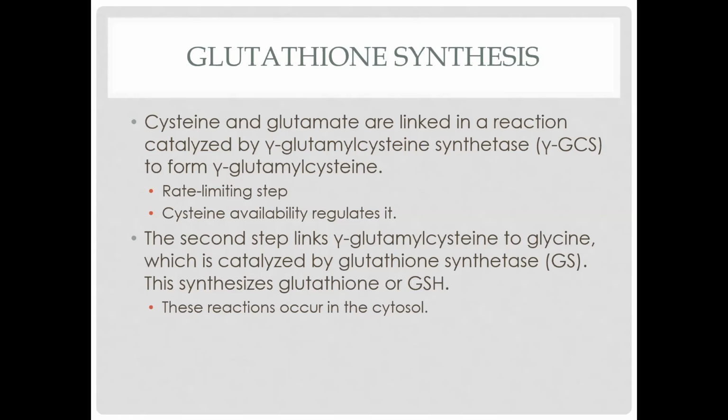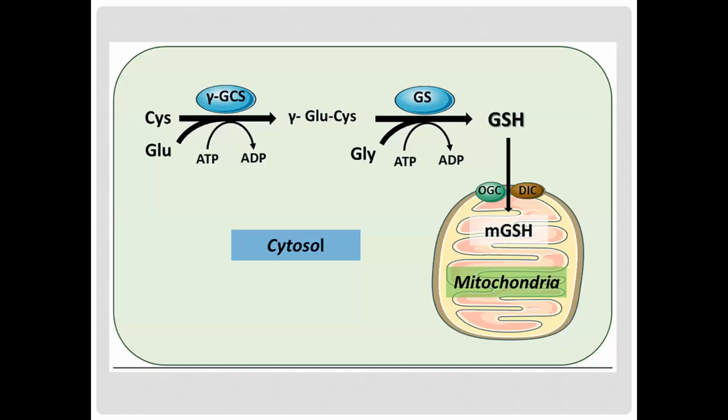Cysteine availability will regulate the rate of that reaction. The second step will link the glycine. This is glutathione synthetase. That will make glutathione. These reactions will occur in the cytosol, even though glutathione is largely active in the mitochondria. And as you can see, there are in the membrane of the mitochondrion 2 different transporters that can bring glutathione into the mitochondrion. DIC, OGC.